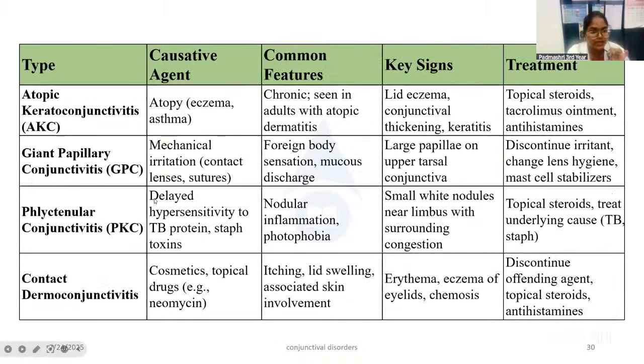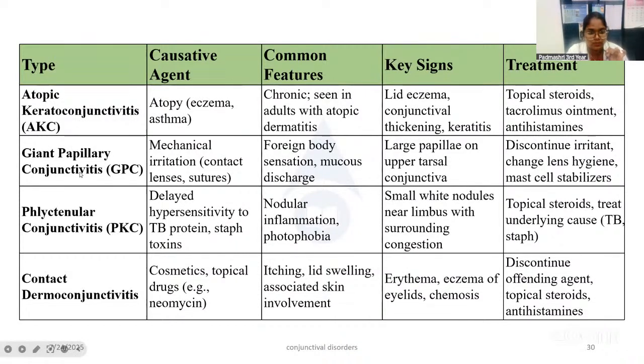So for atopic keratoconjunctivitis, the causative agent was atopy. Common features are chronic disease seen in adults with atopic dermatitis. Key signs are lid eczema, conjunctival thickening, and keratitis. Treatment options are topical steroids, tacrolimus ointment, and antihistamines.